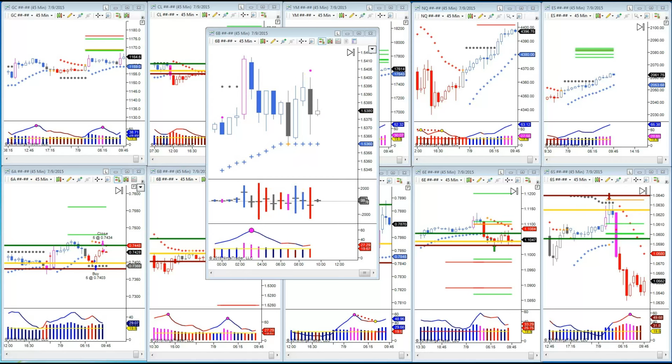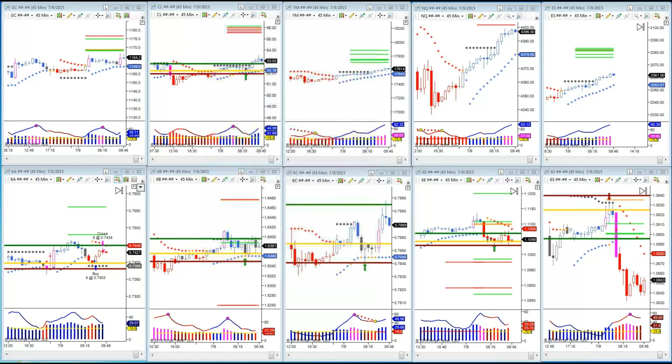No, lower low. Red would be lower low. Let's see. Not necessarily. A wider range does not necessarily mean it's going to be more volume.